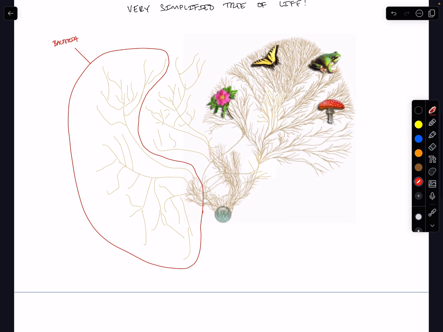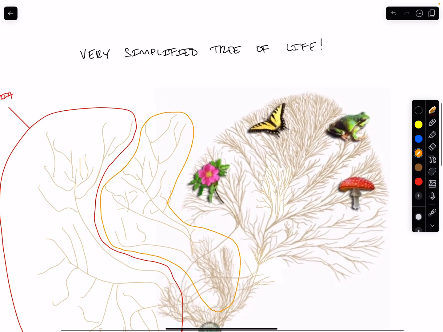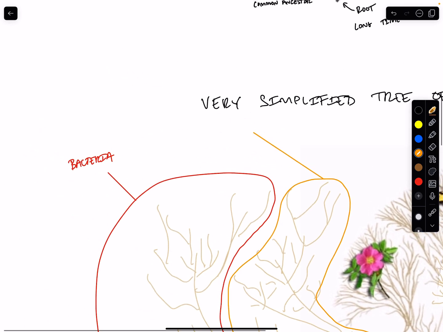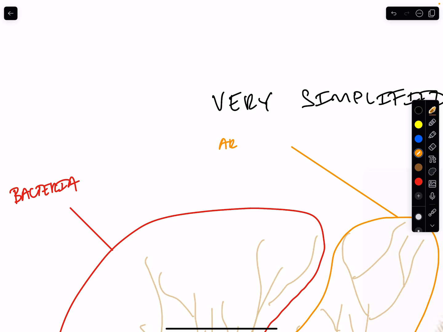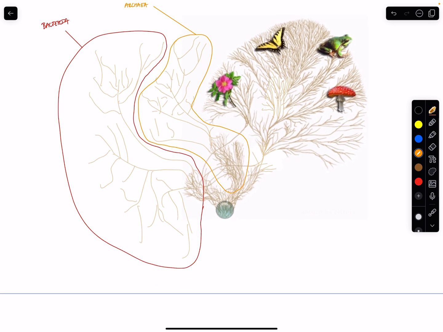And then another big domain of life is a group called Archaea. And that group is right here. So this is, I'm going to put it on this side actually. This is Archaea, A-R-C-H-A-E-A. Both Archaea and bacteria are part of a grouping that is called Protista. So I'm going to circle both of them now.